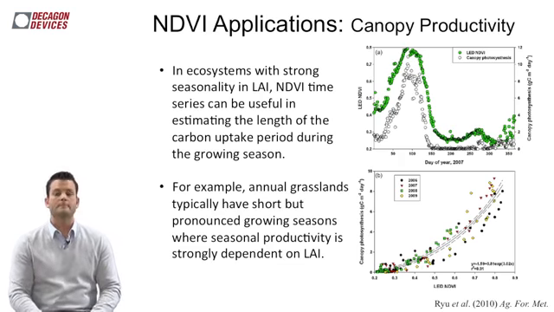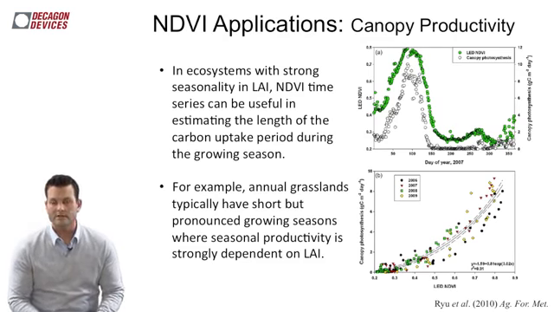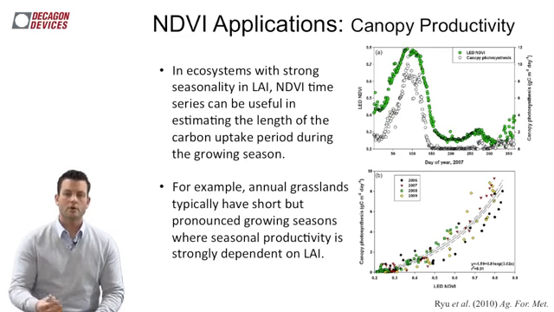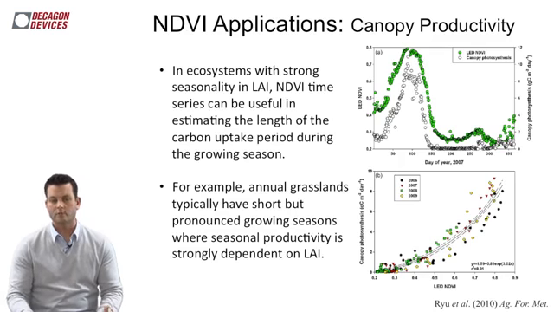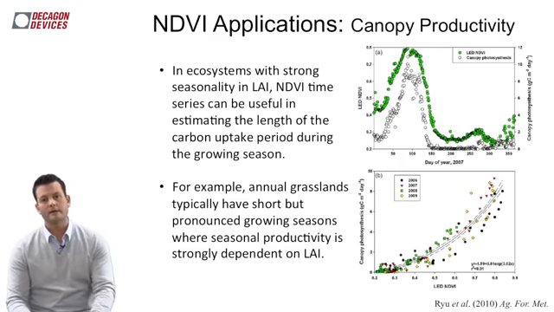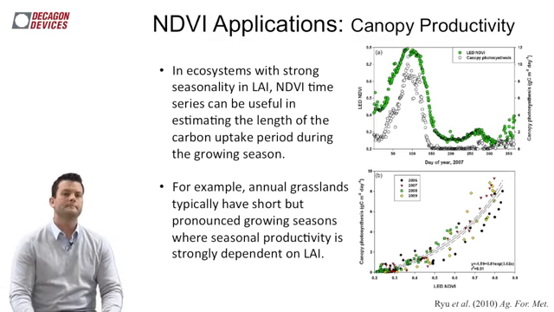In the bottom right, he took the entire 4-year data set and is showing the correlative relationship between NDVI and canopy photosynthesis. So what he's come up with is an empirical model to take NDVI and estimate canopy photosynthesis within this ecosystem.